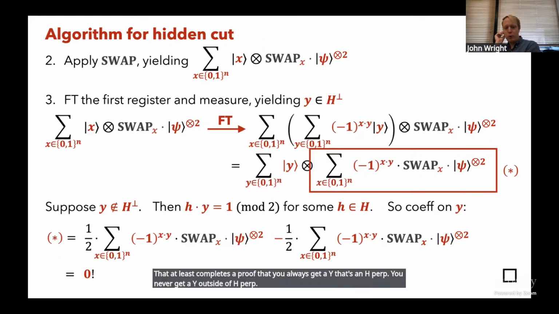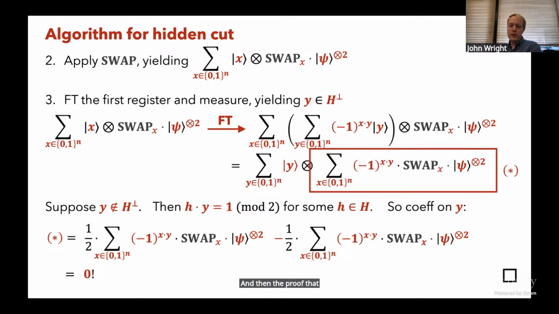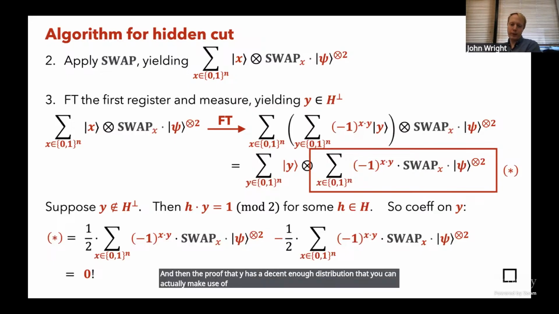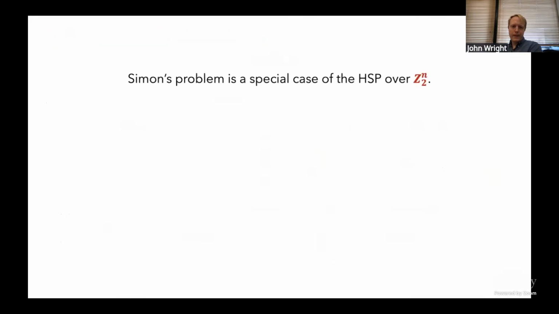And then the proof that y has a decent enough distribution that you can actually make use of it is not too much more complicated. Okay, so Simon's problem is a special case of the hidden subgroup problem over Z2 to the n.